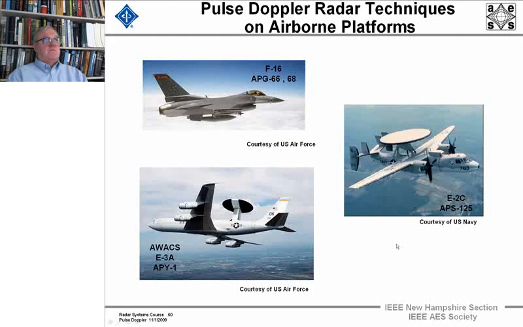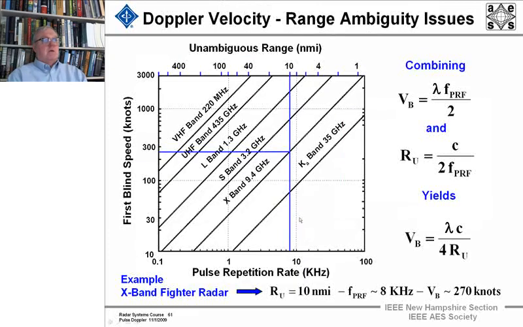So you can see that we've certainly got constraints here of area, and here of area. And so there's going to be this whole pulse Doppler issue for airborne radars. And here is the fighter example. If you had an X-band radar, okay, we're at X-band, so we're on this line somewhere.